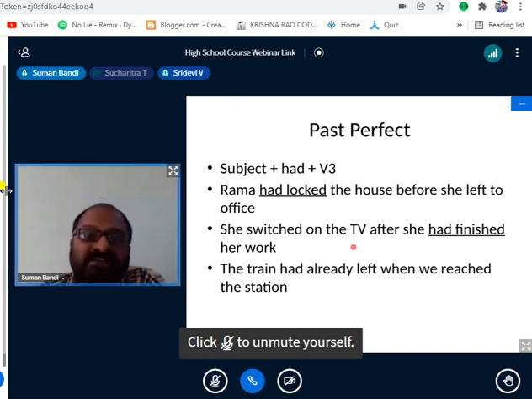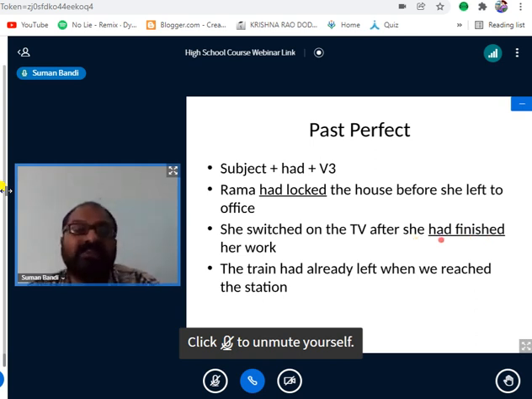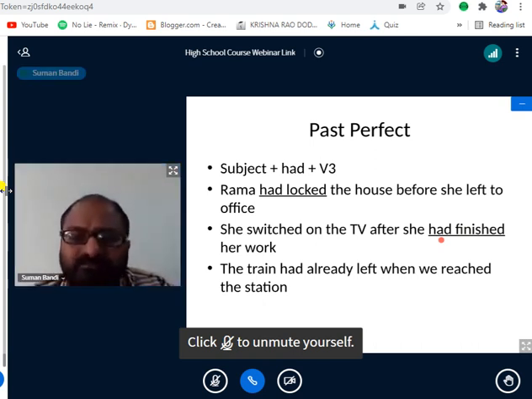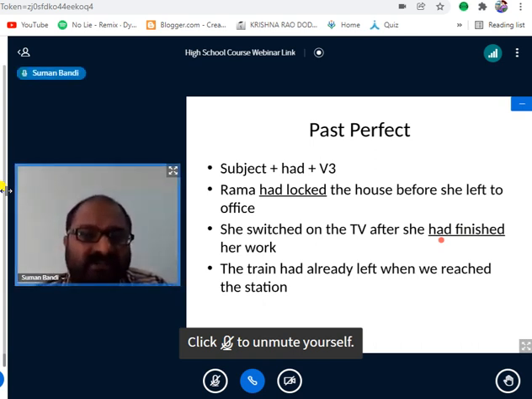Now, in the second sentence, if you see, it is not the same sentence, it is slightly different. She switched on the TV after she had finished her work. Here, the past perfect is in the second half of the sentence. First action is switched on. Second action is finished her work. Now, here you are using it in the second half. Why? Because you are using the linker after here.